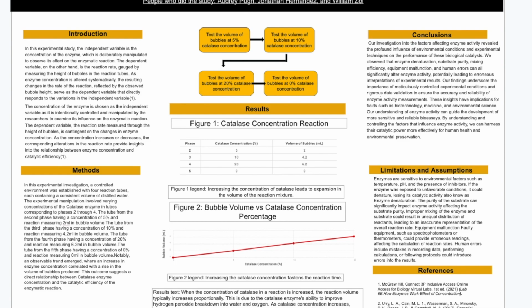If we don't have enough of a certain enzyme, our body may not be able to perform important chemical reactions. And as we have here in figure 2, we go over that, and in figure 1 we show the reaction, and it explains in our method, in our introduction, and the conclusion we came up with.